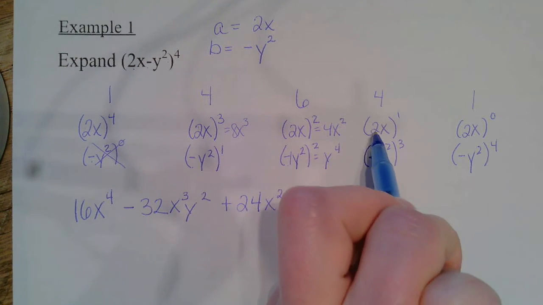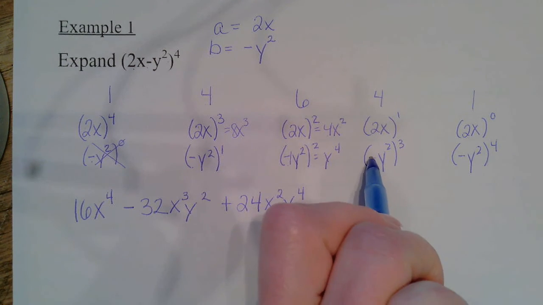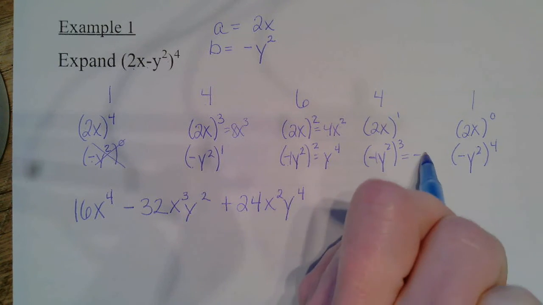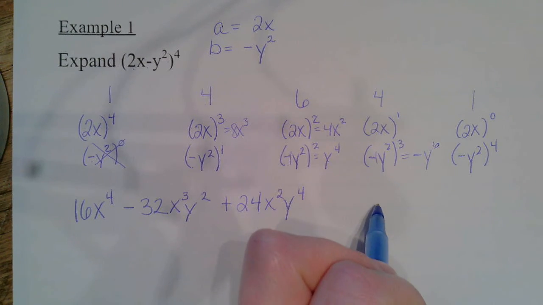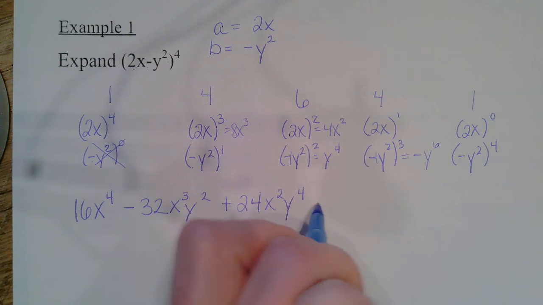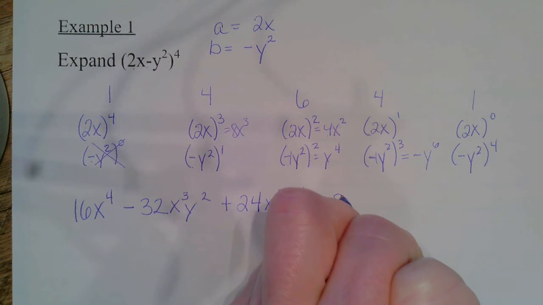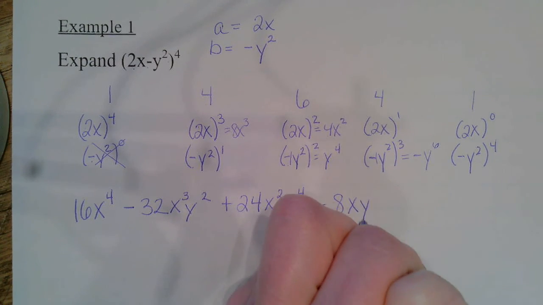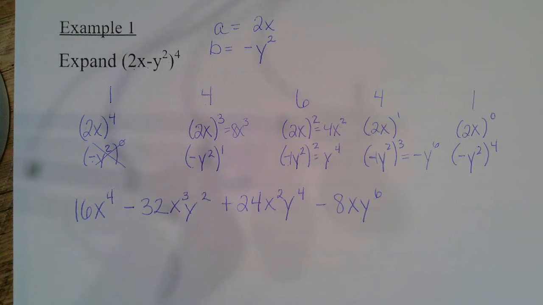Okay, next, we don't have to do anything here. Negative 1 to the third power is still going to be negative, and this is going to be y to the sixth. So I have 4 times 2 is 8, times negative 1 is negative 8. I have x to the power of 1 and y to the sixth.